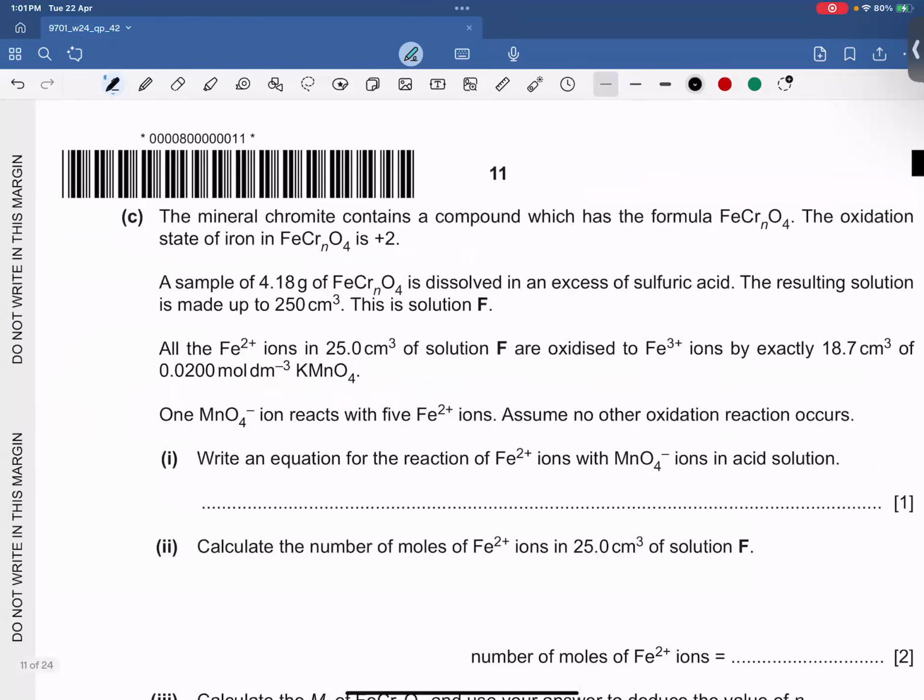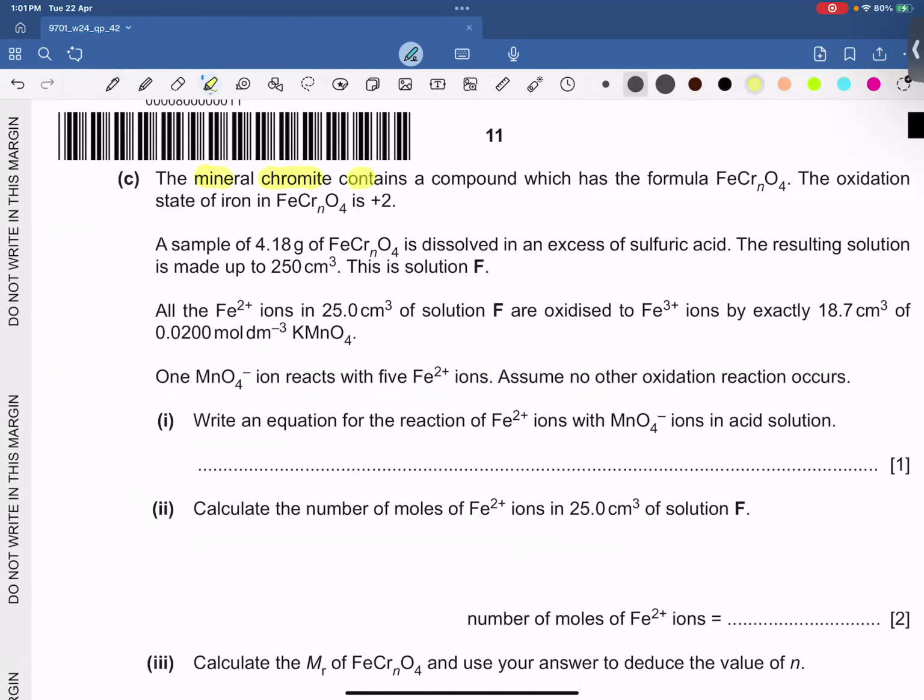Next, part C. The mineral chromite contains a compound which has a formula like this. The oxidation state of iron in this is +2. That's important. A sample of 4.1 gram of this compound, so the mass of the sample is given, is dissolved in excess sulfuric acid. The resulting solution is made up to 250 cm cube. That's important.